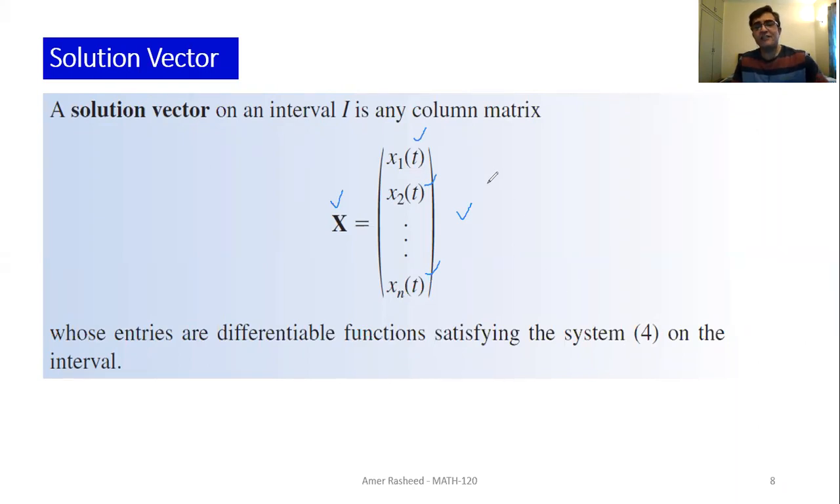Here we have a system of n equations, so we must have n solutions. Whenever we insert all these solutions into that system, all the equations in that system should be satisfied. I hope you got it. A solution vector is basically that vector which satisfies all the equations in that system.